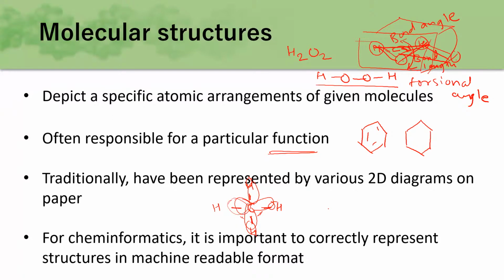And that's why when we see the 3D structure of methane, there is a carbon, there is a hydrogen, there is a hydrogen here, another hydrogen here, and another hydrogen behind the plane, as you can imagine.